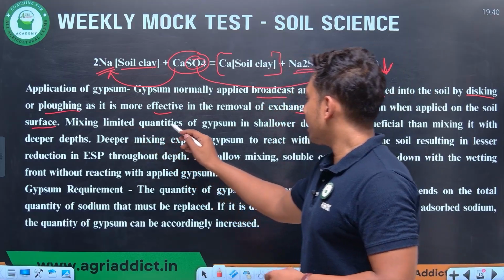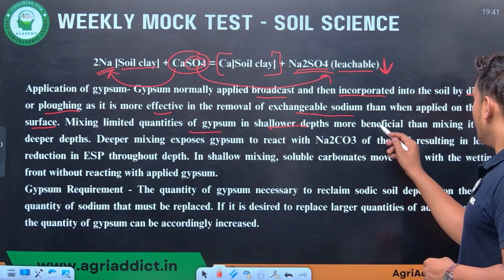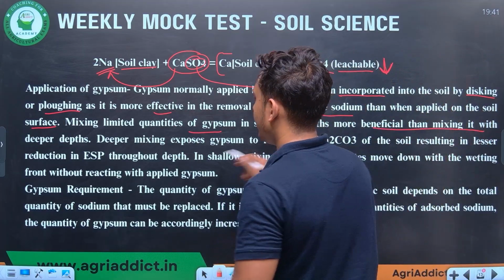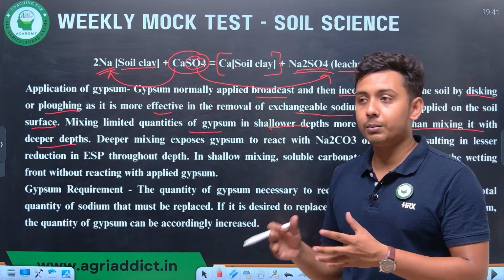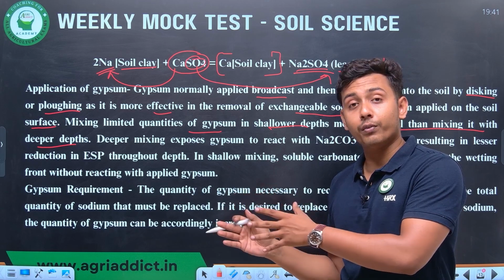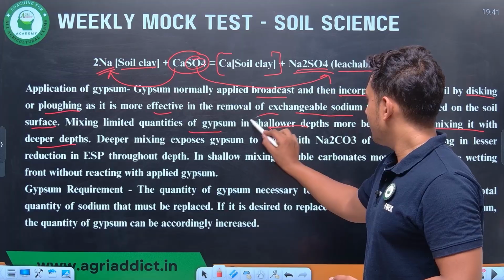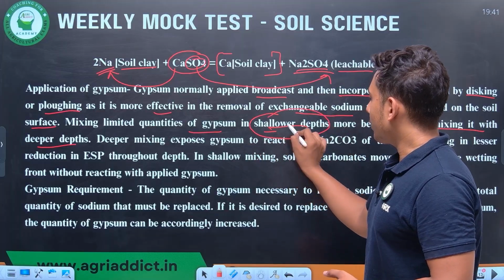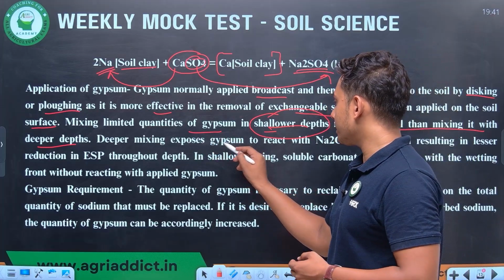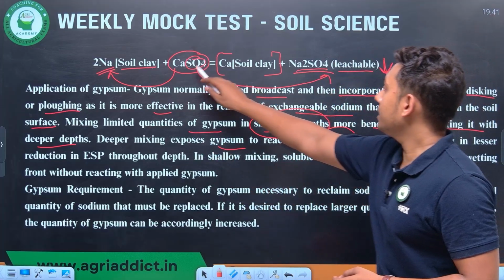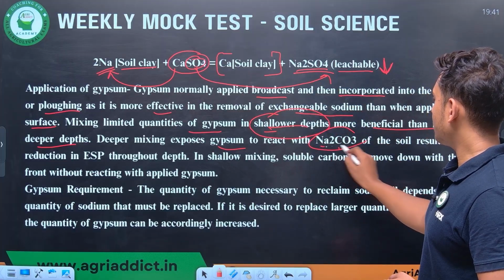Mixing limited quantities of gypsum in shallower depth is more beneficial than mixing it with deeper depth. This question can also come, that mixing of gypsum is more beneficial in which depth, shallower or deeper. In shallower depth it is more beneficial, and in deeper mixture what happens is, deeper mixing exposes the gypsum to react with sodium carbonate, Na2CO3.